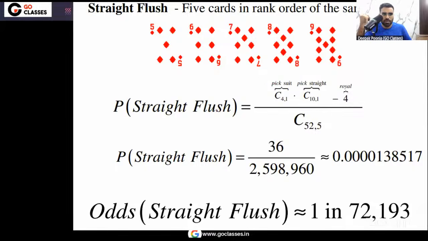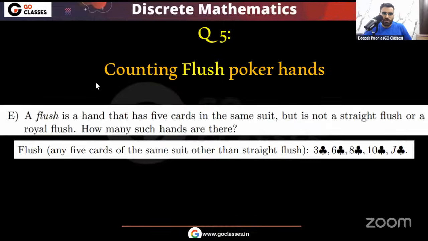Let's move on now. So far these three questions, are they clear? Let me know. Okay, so let's see now. Let's solve question 5. Counting the flush poker hands.